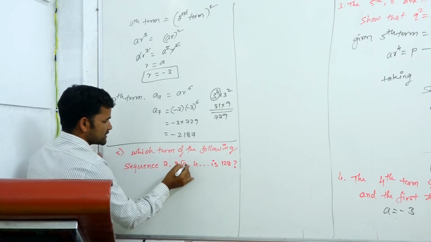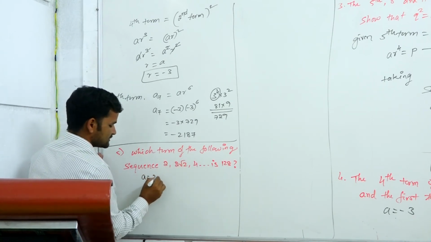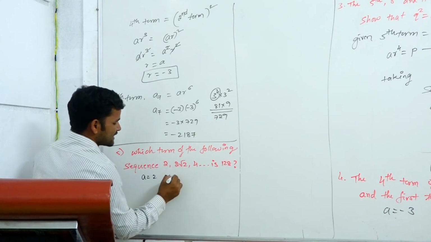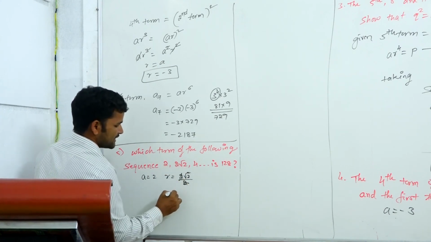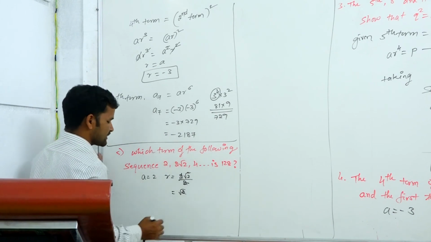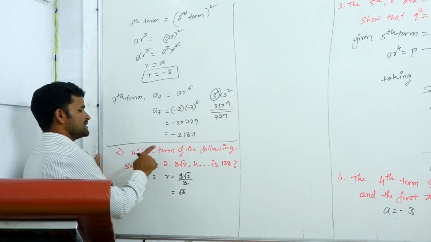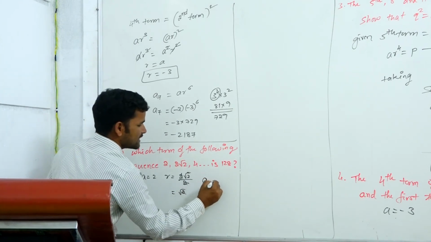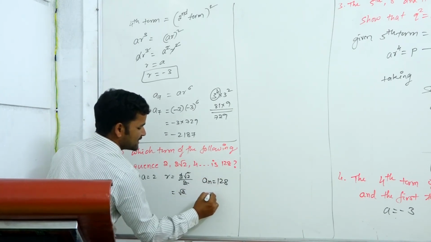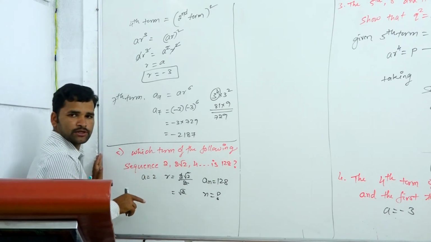Our geometric progression is 2, 2 into root 2, 4. You can write a, that is 2, and you can write r also, that is 2 into root 2 by 2. These two get cancelled, root 2. That can be written as 2 to the power of 1 by 2 also. Fine. Which term of this one is 128? Means an is equal to 128, n is equal to question mark here. An is given, n we need to calculate.